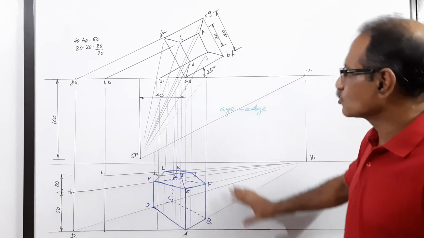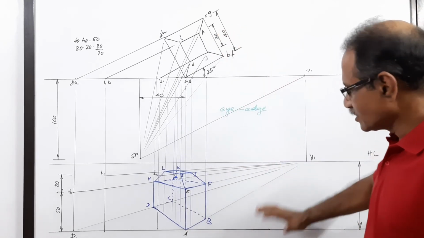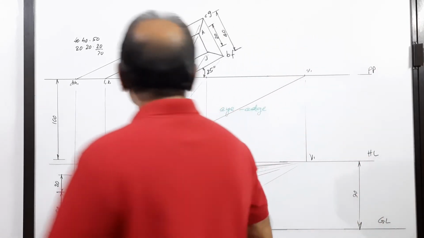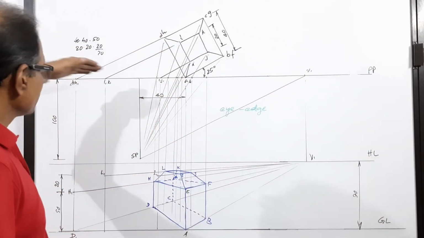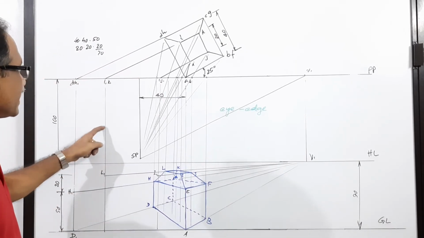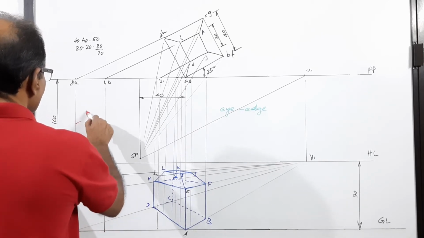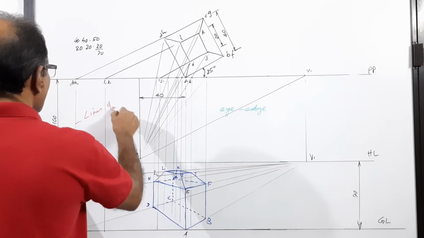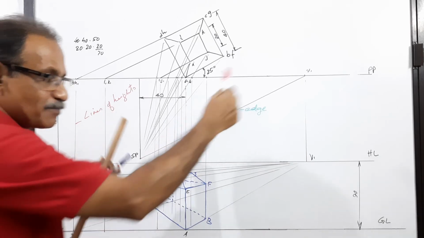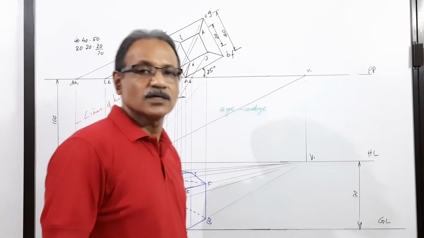I have marked all the dimensions in the plan as well as in the position of HL, GL, and these points also. When you extend this side, since it is cutting the picture plane, it will represent true height. These lines are called lines of heights. When you extend a part of the object and cut it on the picture plane, it will represent true height. You know that, true height.